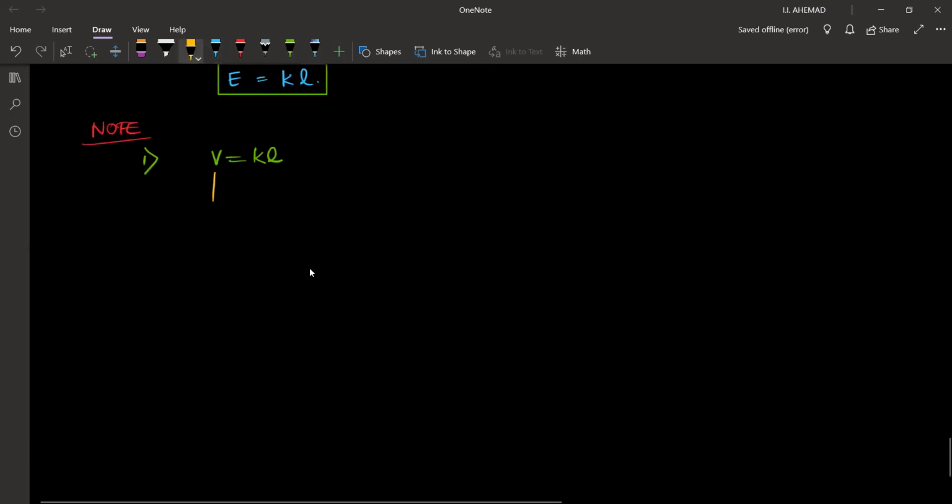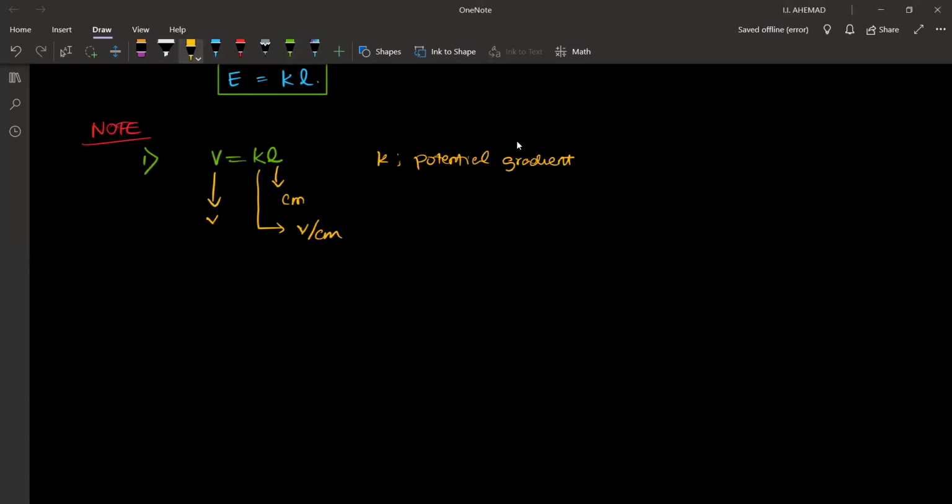So we know that V is measured in volt, L is measured in length, centimeter. So this is volt per centimeter. So we call K the potential gradient of the wire.